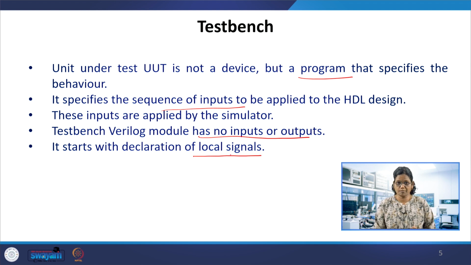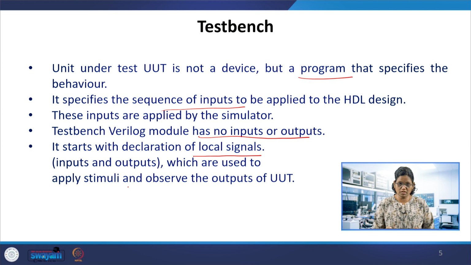So it starts with the declaration of local signals. If you just recall the test bench we had done, we have the port name and the local signals specified. These local signals are the inputs and outputs of the module, how it is mapped, what is the type of signal, or how it is named in the test bench. These are the inputs and outputs used to apply the stimuli, the various combinations of inputs applied to the module, and the outputs are observed from the unit under test.